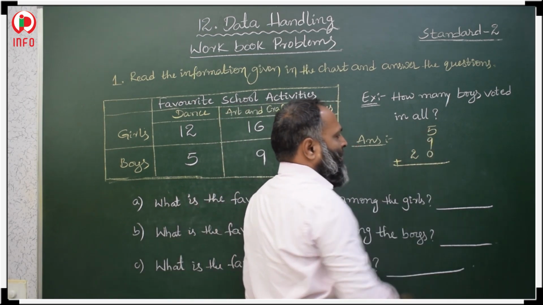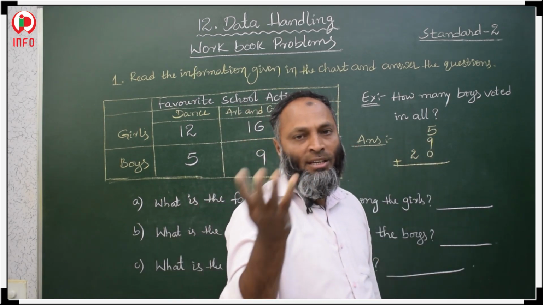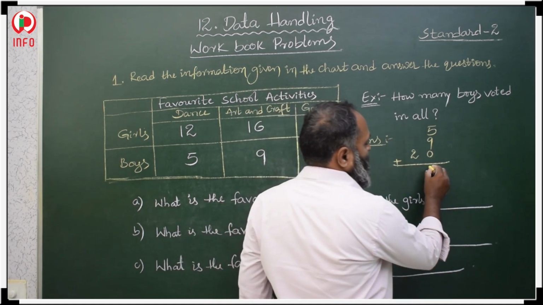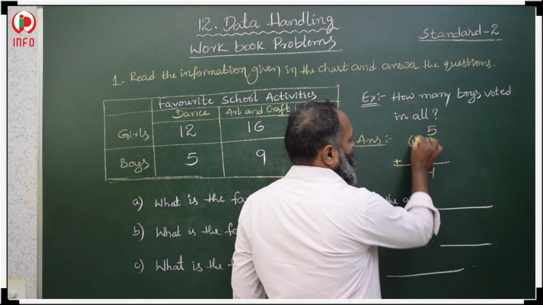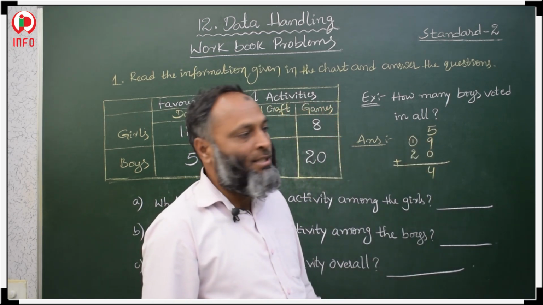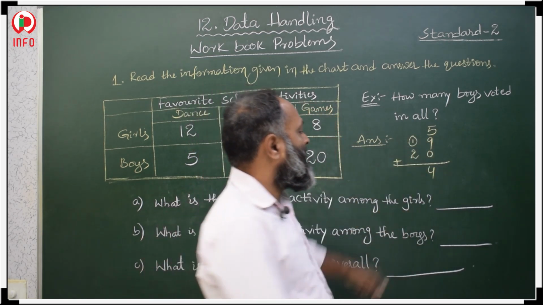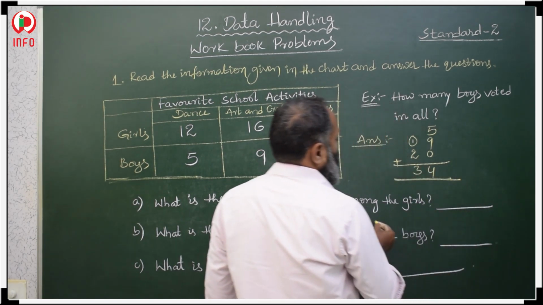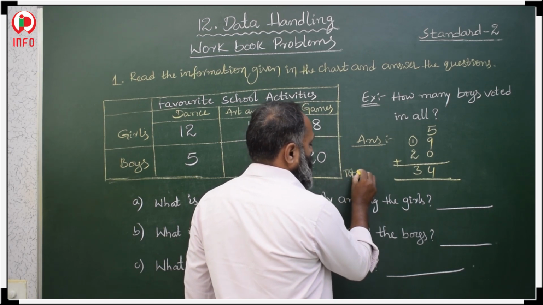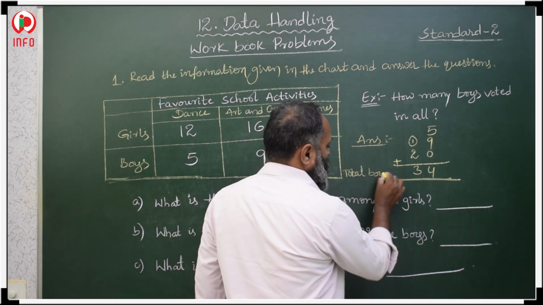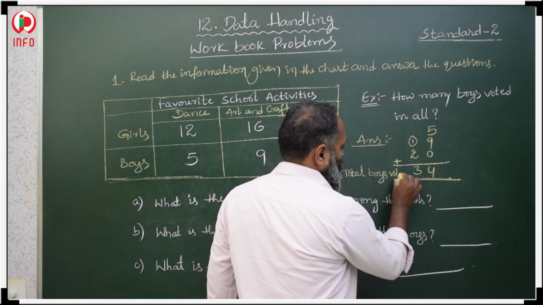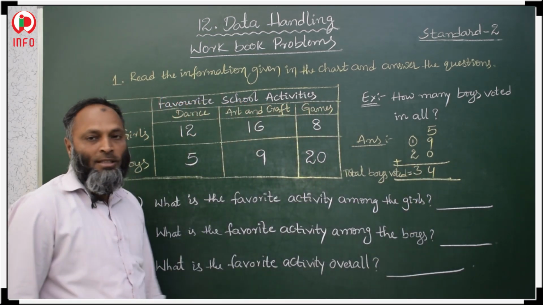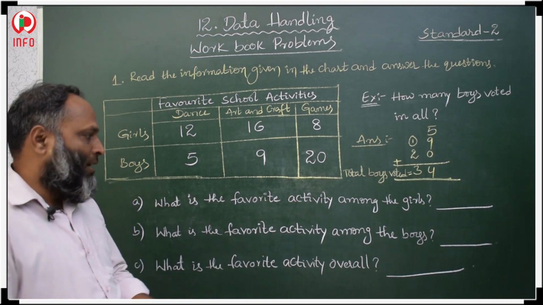5 plus 9: 5, 6, 7, 8, 9, 10, 11, 12, 13, 14. 14 plus 0 is 14. 14 means 4, and 1 we take as carry over to the tens place. Then 2 plus 1 is 3, so 34. Total how many boys voted? 34 boys voted. So this is our first question's answer.